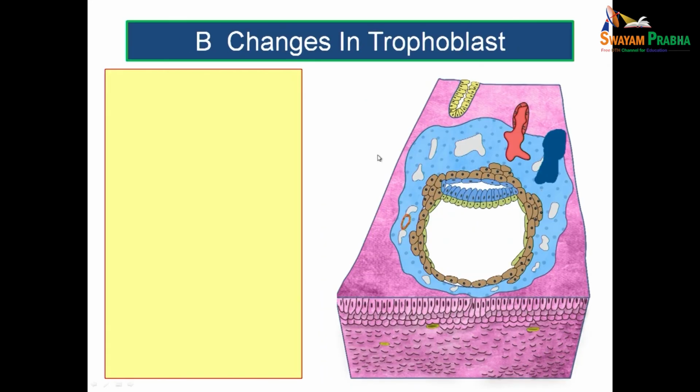Now, these are the events which occur at the germ disc. Let us see what changes happen in the trophoblast. So, this is the trophoblast. We have the inner cytotrophoblast and the outer syncytial trophoblast.